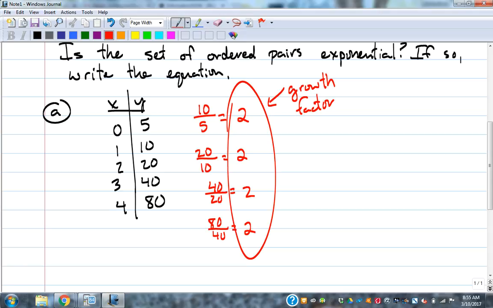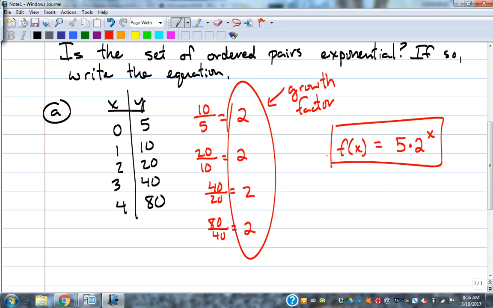Okay, so the function, you'd have 2 to the x power. What's the initial amount? 5. What we started with was 5. Think about if you plugged in a 0 for x. 2 to the 0 power is how much? 1. 1 times 5 is 5. So that's why, whatever the y value is at an x value of 0, that's your initial amount. So there would be an exponential function for the data that we're given there.